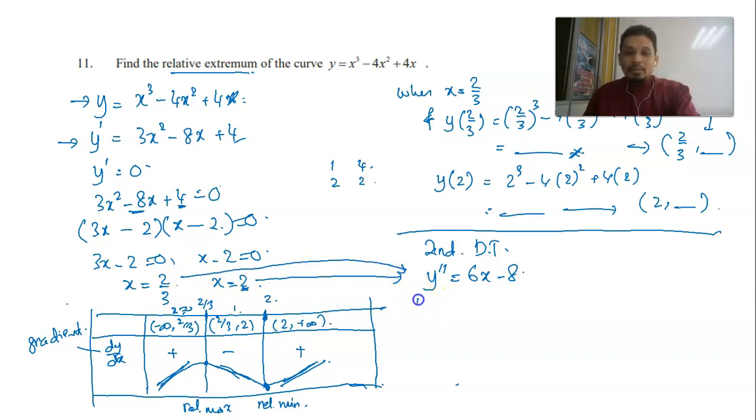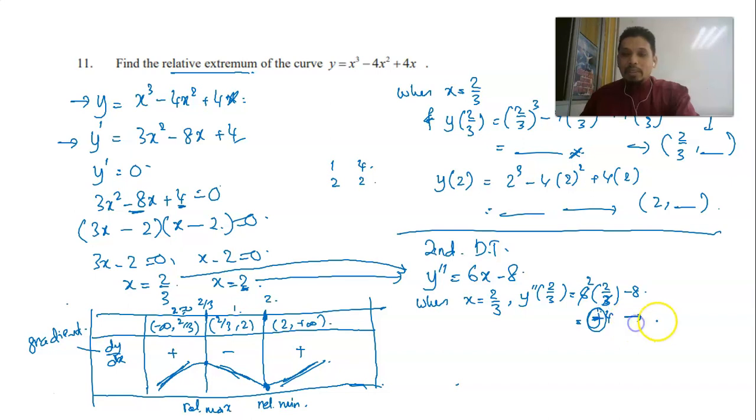So when x equal to 2 over 3, y double prime equal to 6 times 2 over 3 minus 8. 6 divided by 3 equal to 2, 2 times 2 equal to 4, 4 minus 8 equal to negative 4. So with the value of negative 4, we come to the conclusion that it is a relative maximum.